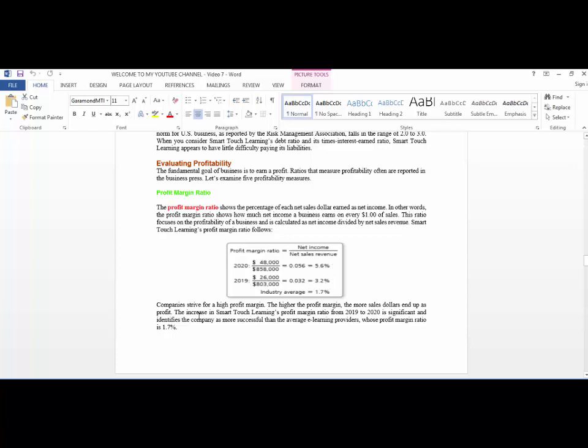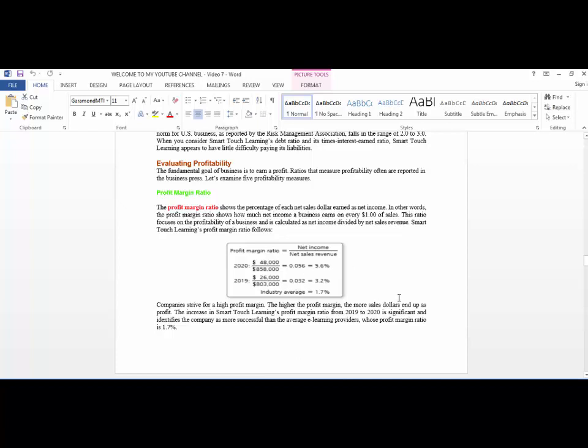What does it indicate? We have two conditions: a high profit margin or a lower profit margin. A higher profit margin means more of each sales dollar is profit. The increase in Smart Touch Learning's profit margin ratio from 2019 to 2020 is significant, and it shows the company is more successful than the average learning providers, where the profit ratio is 1.75.